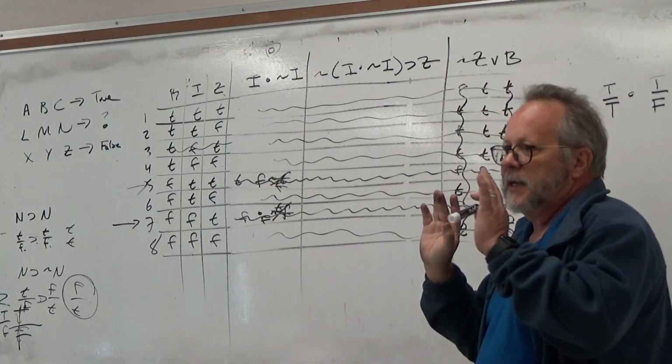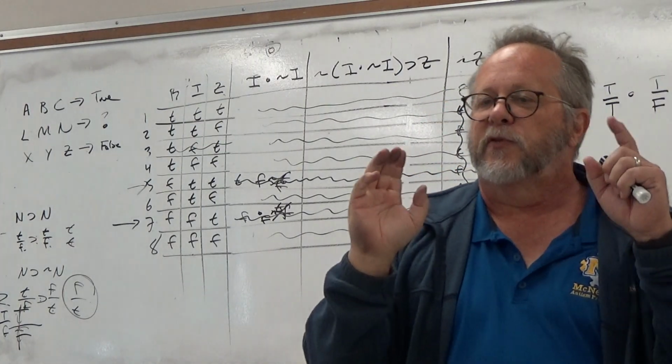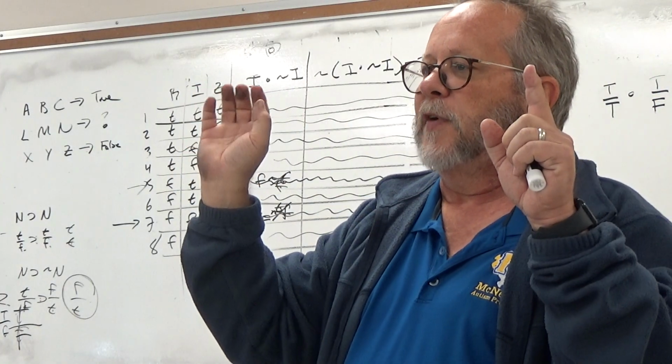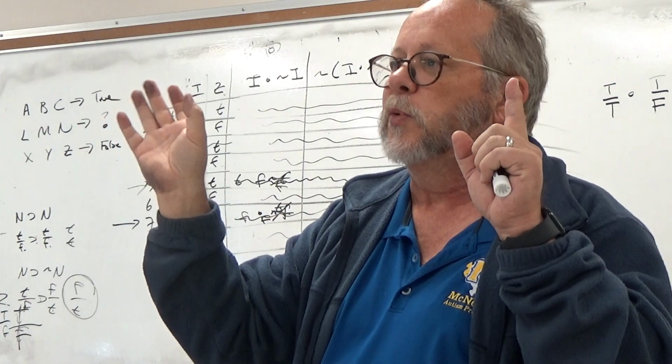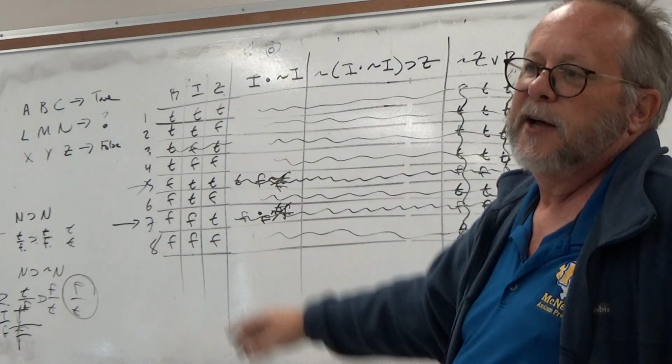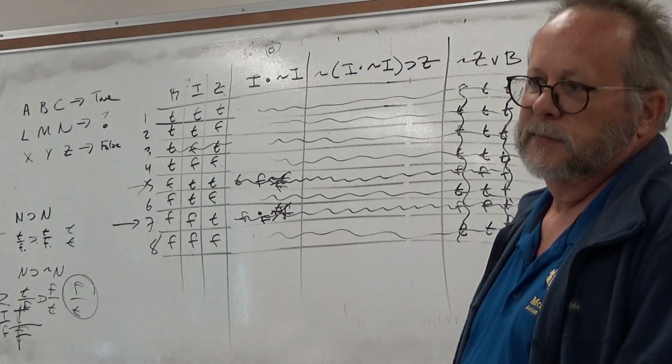True. Okay, now our overall strategy, we're looking for a line that has all true premises and a false conclusion. That's what we're looking for. Okay, I see. And since that's true, that's not what we're looking for. Does that make sense?